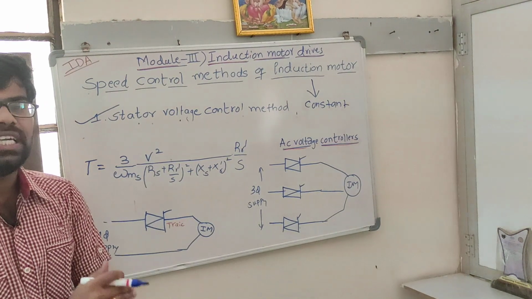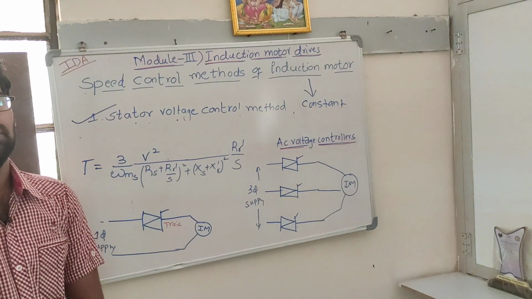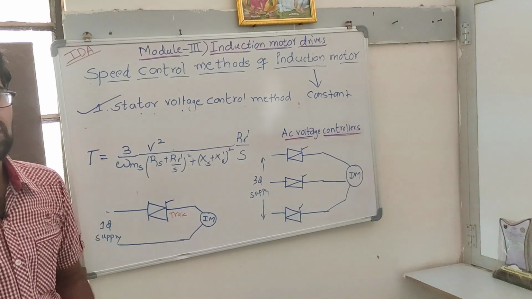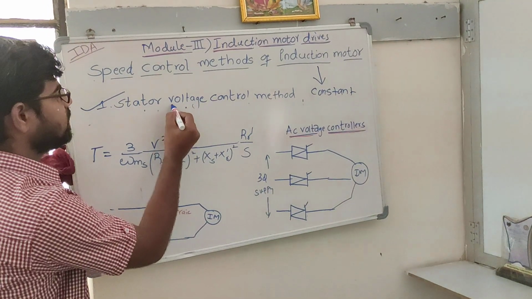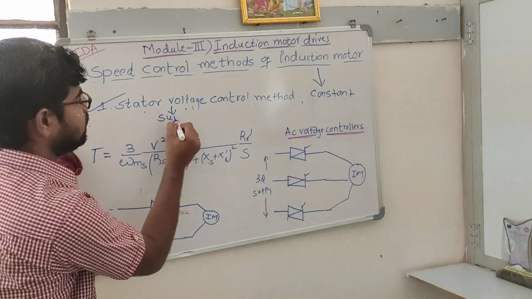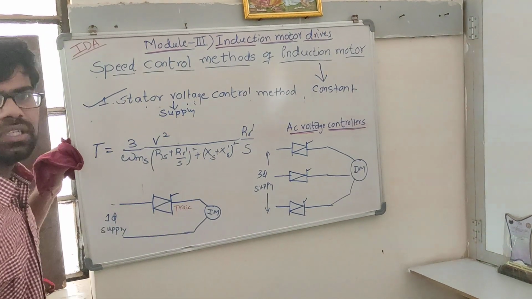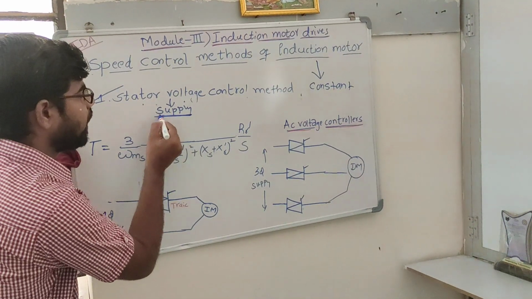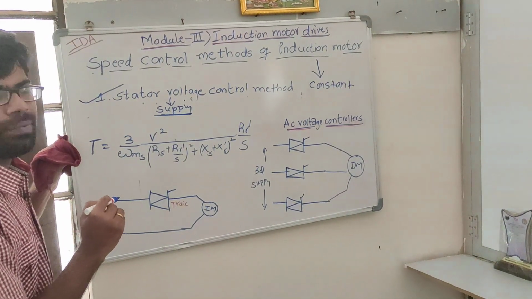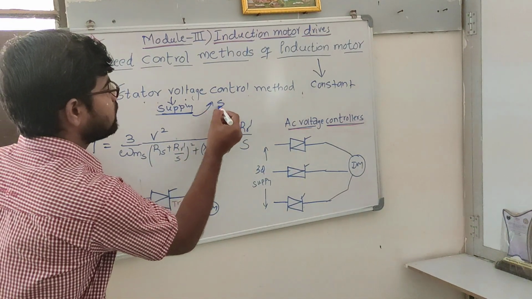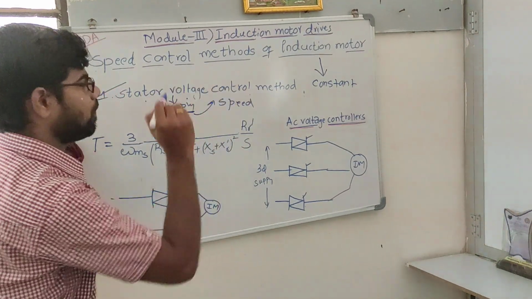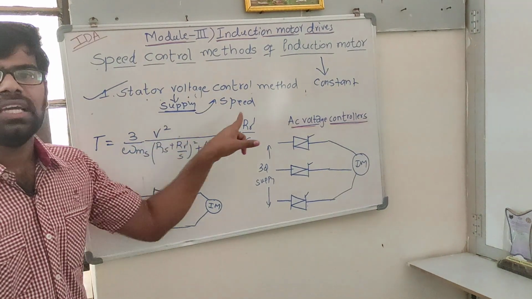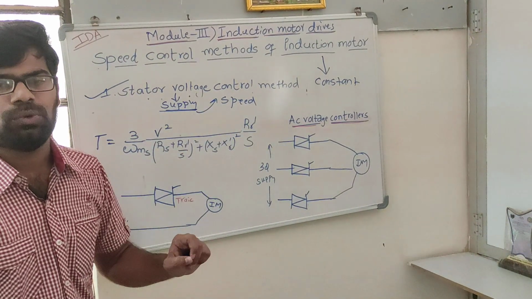So what is the meaning of stator voltage control method? The stator is connected to the supply, right? If you control the supply voltage, we can control the speed of induction motor. By controlling the supply, we can control the speed of induction motor.